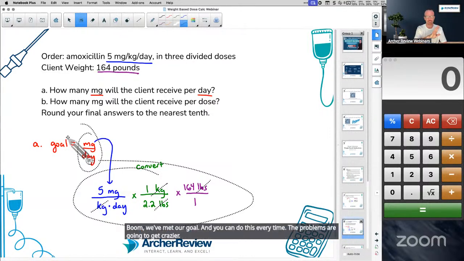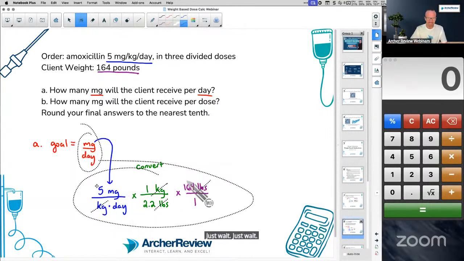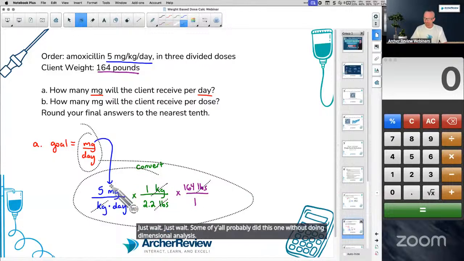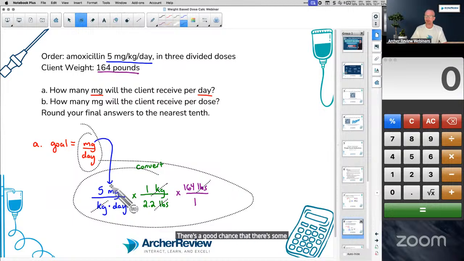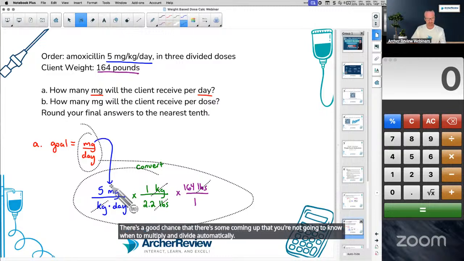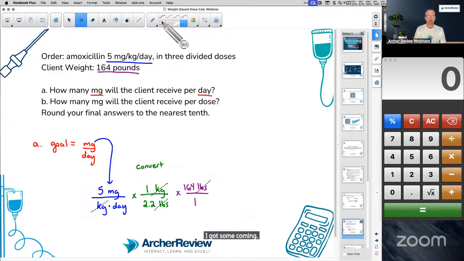Just wait. Just wait. Some of y'all probably did this one without doing dimensional analysis. There's a good chance that there's some coming up that you're not going to know when to multiply and divide automatically. I got some coming. So what do we do from here? We finally met our goal.